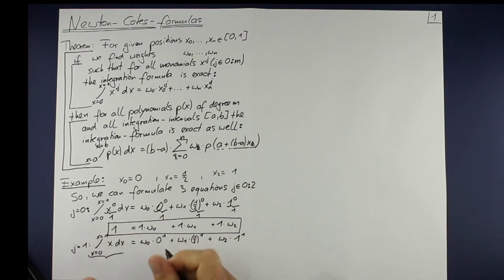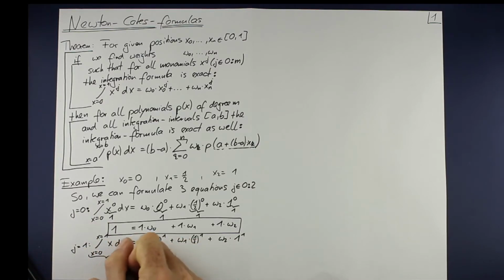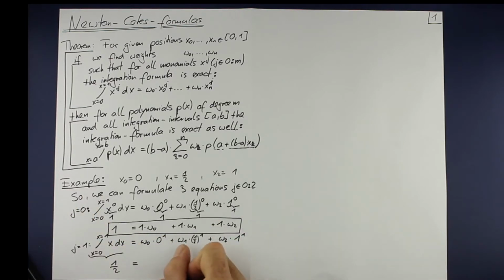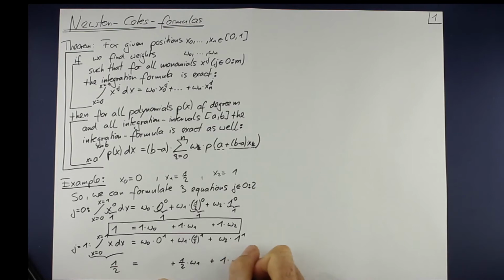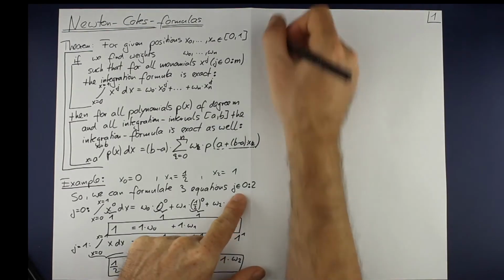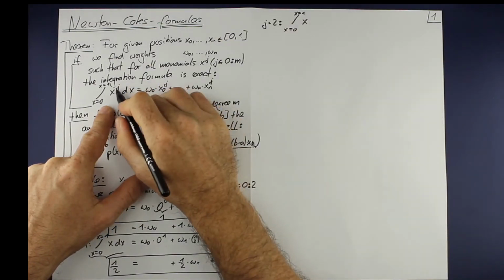What is that integral value? The antiderivative is x squared divided by 2. X squared divided by 2 at position 1 is a half minus 0. So here we get 1/2. And then here we have 0 to the first power is 0 plus a half times omega 1 plus 1 times omega 2. And this is our second equation. Then let's go to j to be 2. Let's integrate here x to the second power.